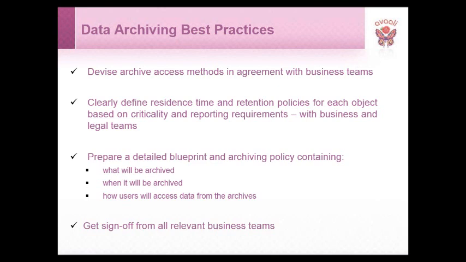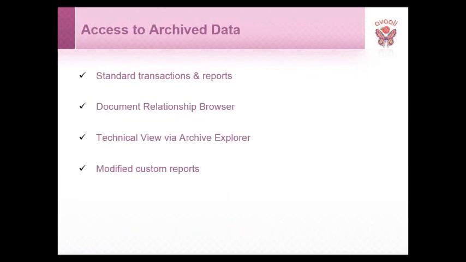So talking about access to archive data, there are several ways possible. Firstly, standard transactions and reports. There are several standard transactions and reports for each archive object that are already enabled to access the archive data as well. There's also something called Document Relationship Browser in SAP, which is transaction AL01, whereby you can look at certain documents, say for example a financial accounting document or a sales order, and look at all the related documents as well. And in this relationship browser, you can also view the archive data, which is a default out-of-the-box SAP functionality, which just needs configuration to be set up.